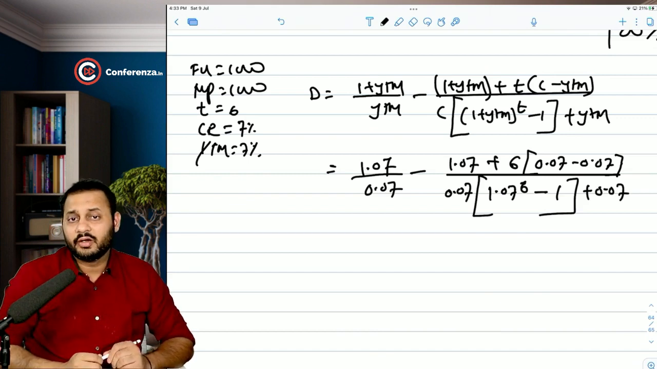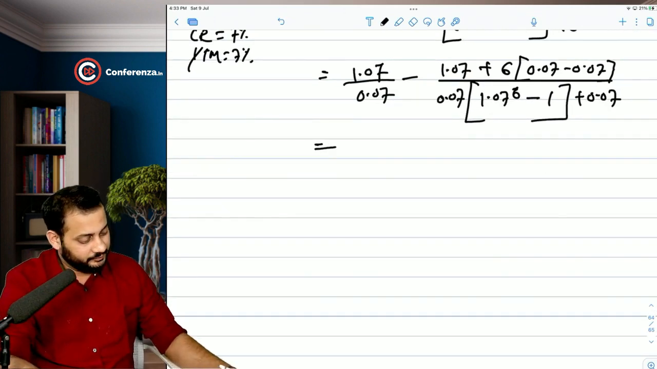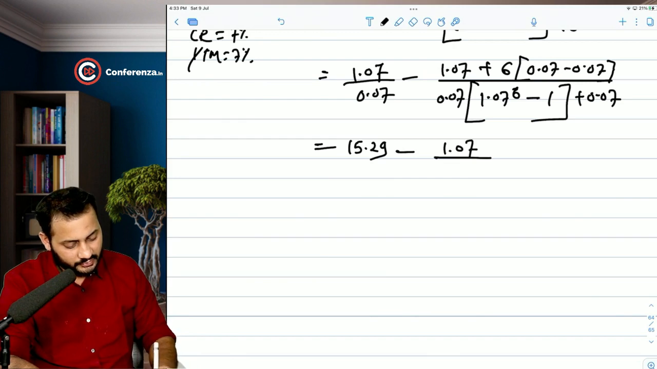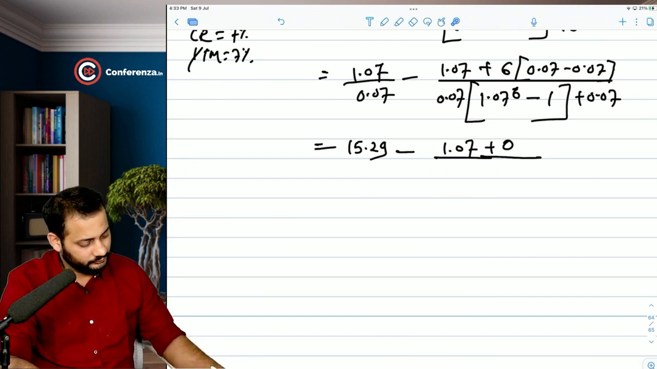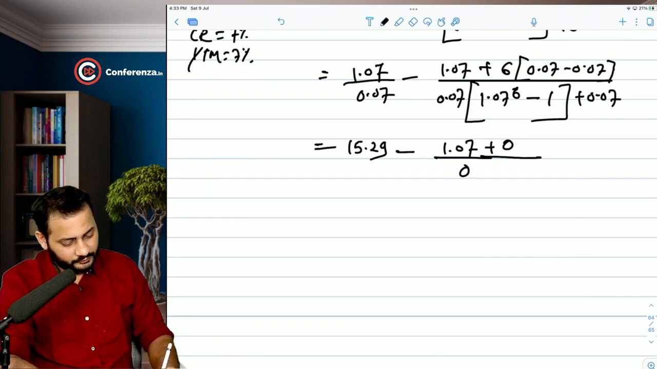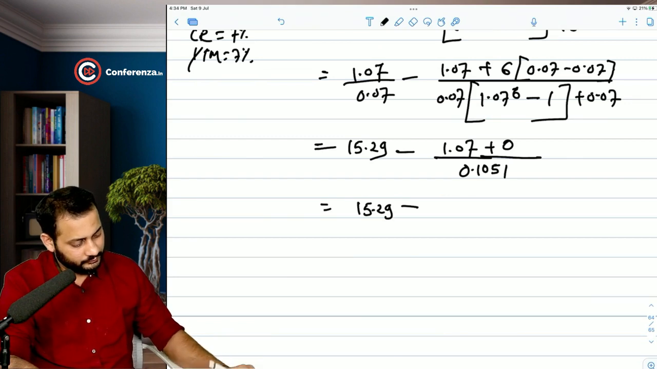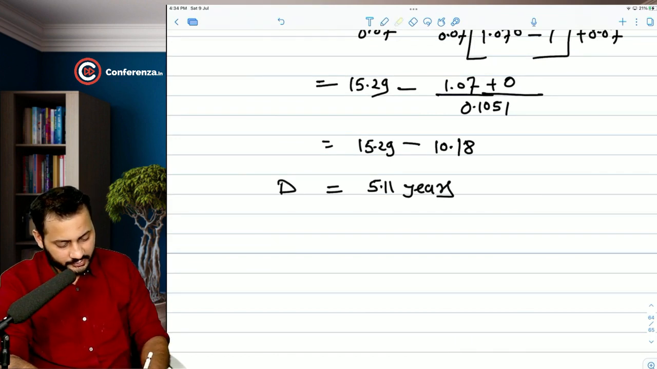The good part about this question is the coupon rate and YTM are the same, so every time you are using 7% only. Let's do the calculation. That goes to 15.29 minus 1.07 plus, this entire second term will become 0, since 0.07 minus 0.07 into 6 will be 0. Denominator 0.1051. So 15.29 minus 10.18, 5.11 years will be the duration.